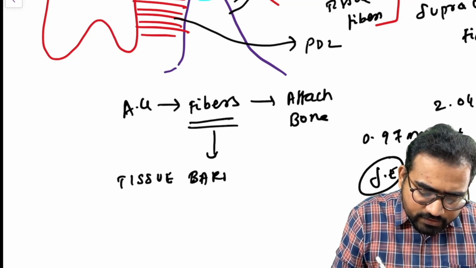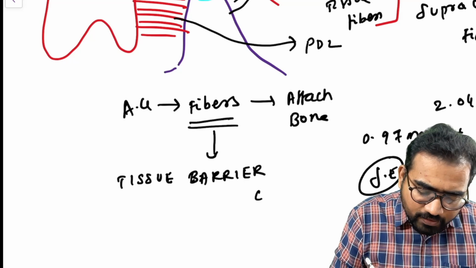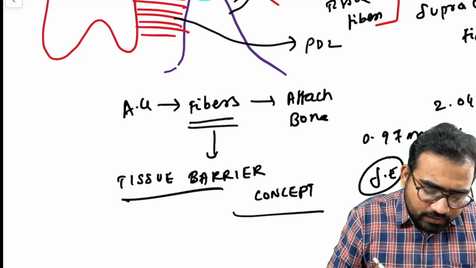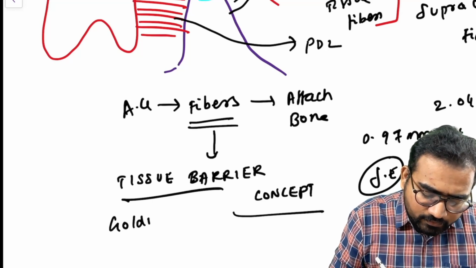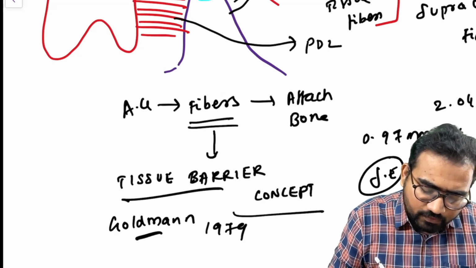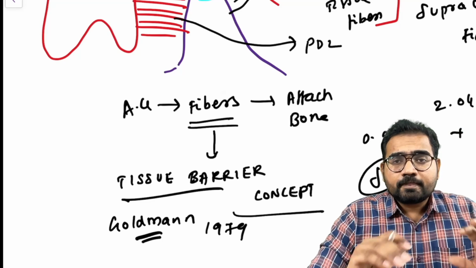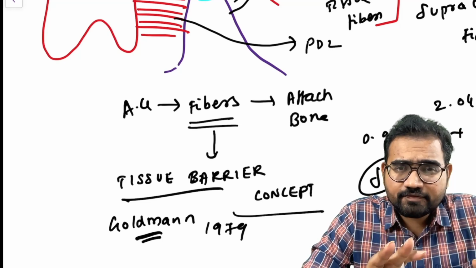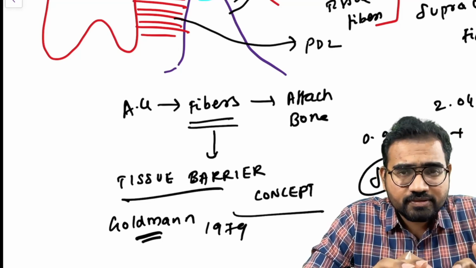What is this concept? Tissue barrier concept. It is given by Goldman and Cohen, 1979. So the tissue barrier concept is very simple. A dense collagen fiber resists against inflammation.